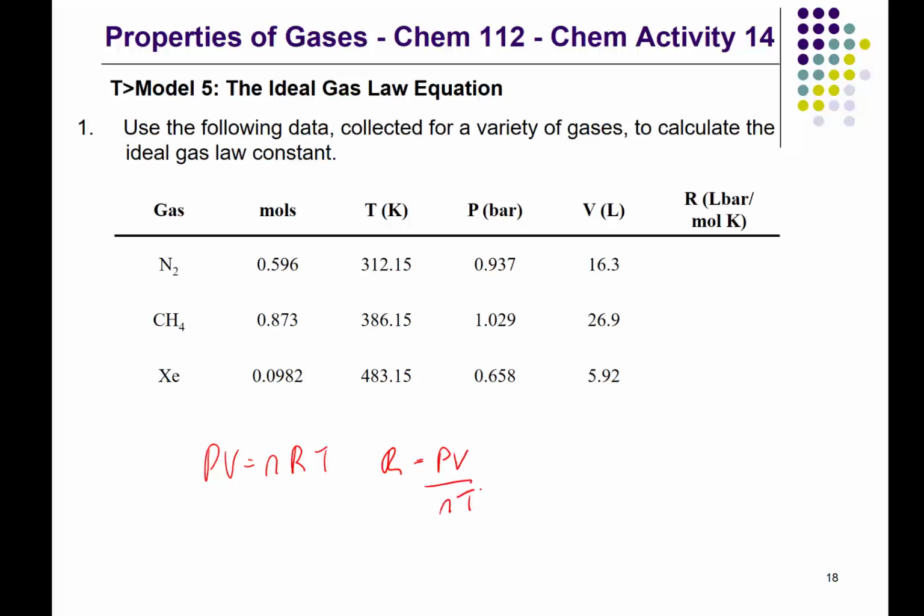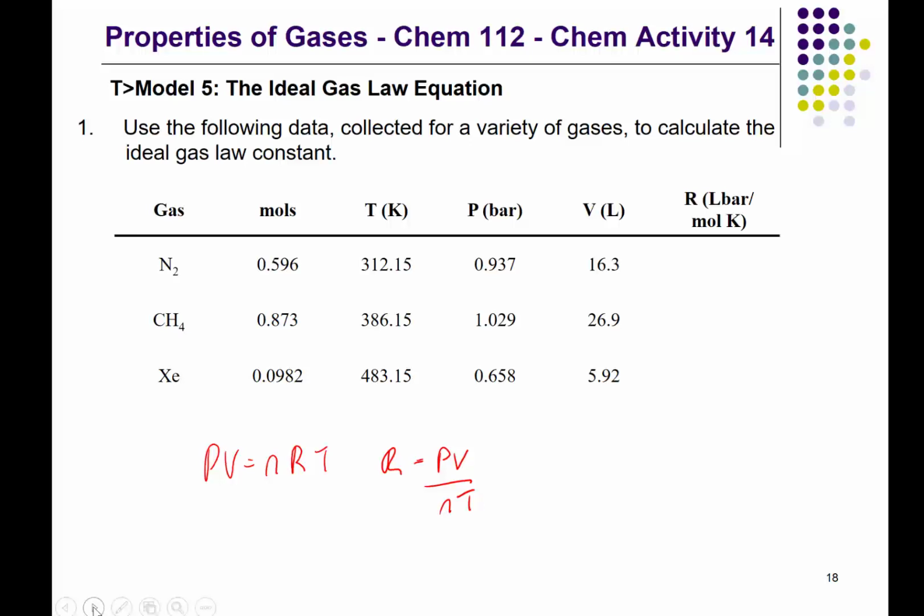Essentially we're saying once again that if a gas is behaving ideally, it should be that the ratio of PV over nT will equal a certain number. And so I ask you to give this a try. Plug in some values and see what you get.